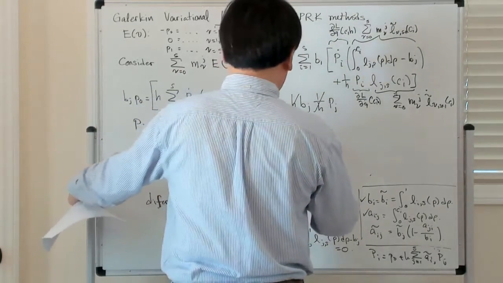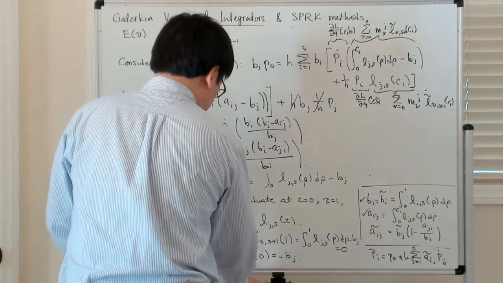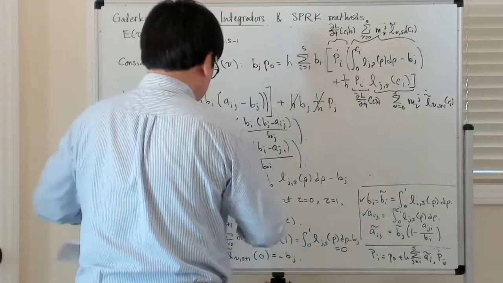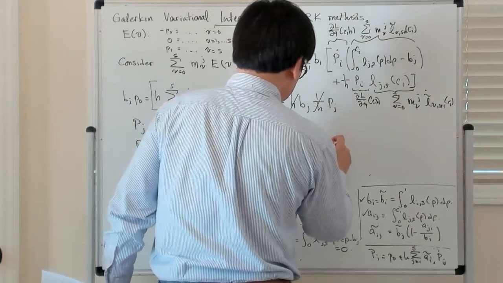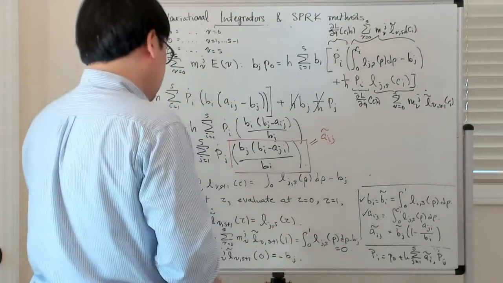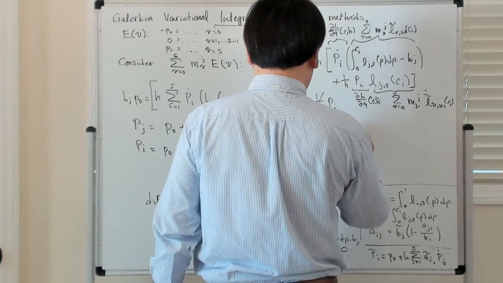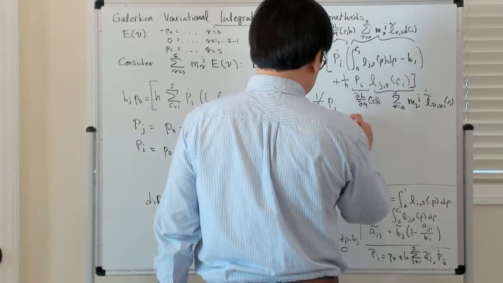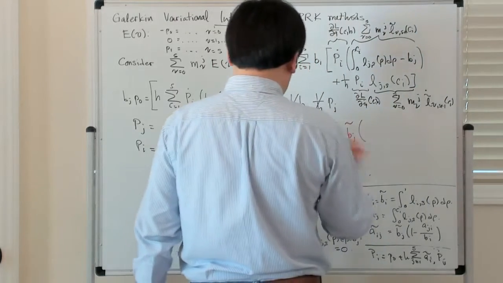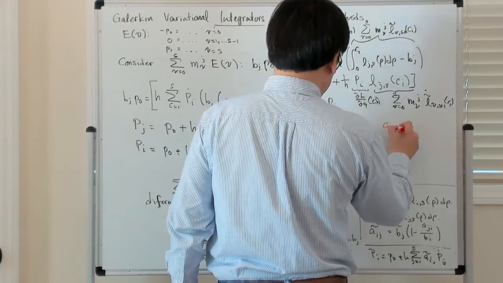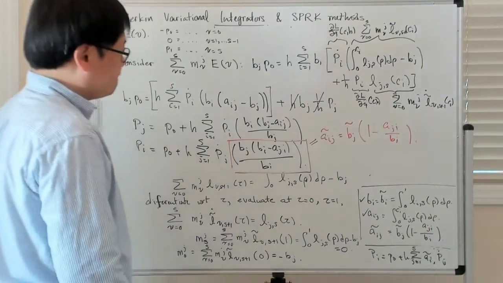So this thing here, maybe let's use a different color, is aij tilde. Let's simplify it a bit to see that's exactly that. So this is bj, but bj is equal to bj tilde, so I can put a tilde there, and then divided by bi gives me 1 minus aji over bi, which is exactly what we have there, right?